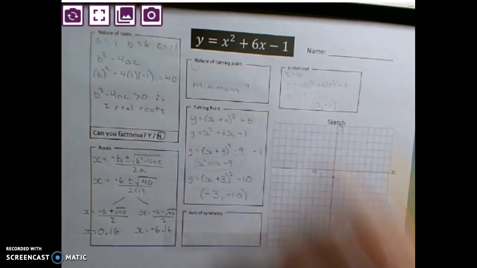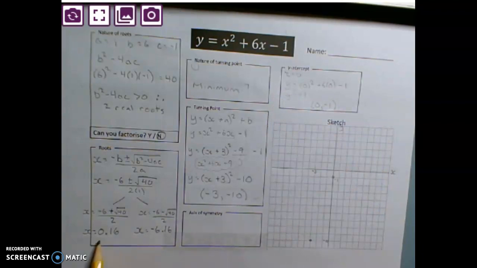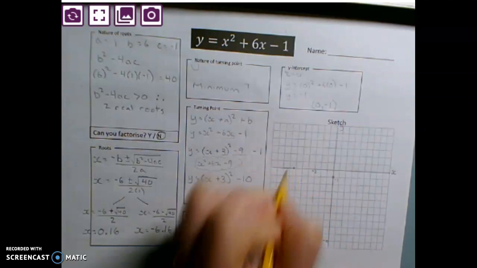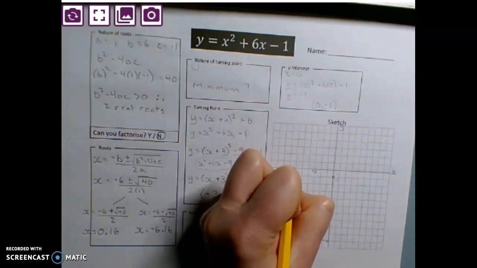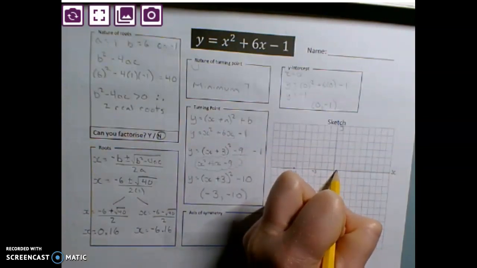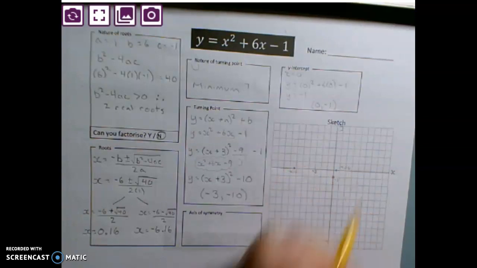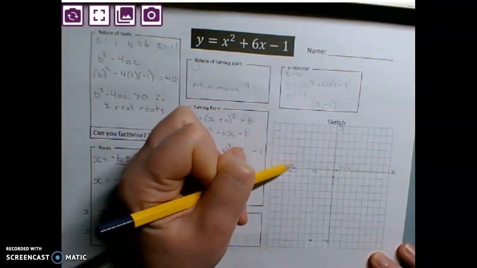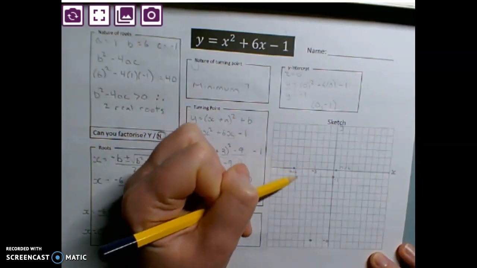And now the other points I can plot are my roots. So we have about negative 6.16, over here, and then we have about 0.16, somewhere around here. And we have all of our information that we can sketch. So now we want to try and sketch this. Again, try and make as much of a smooth curve as you can.